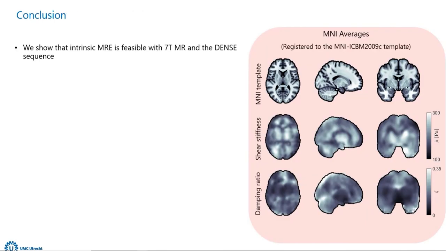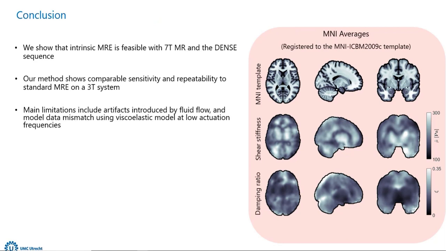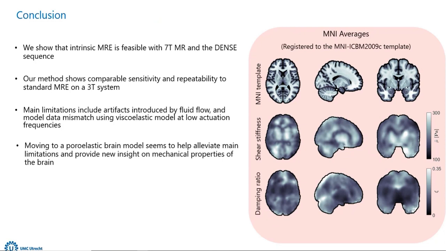So to conclude, I'm going to repeat myself a little bit here, but we show that intrinsic MRE is feasible with 7 Tesla MR and the DENSE sequence. Our method shows comparable sensitivity and repeatability to standard MRE on a 3 Tesla system. The main limitations are artifacts introduced by fluid flow and data model mismatch by using this viscoelastic model. But moving to a poroelastic model seems to really help us alleviate the main limitations, at least to a certain extent, and also provide some new insight into the mechanical properties of the brain.